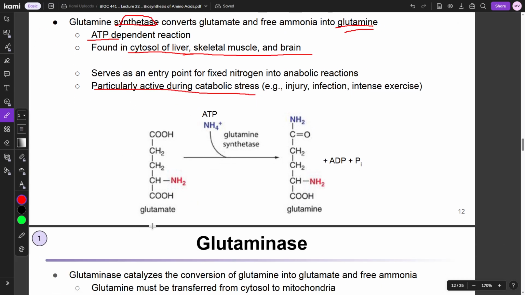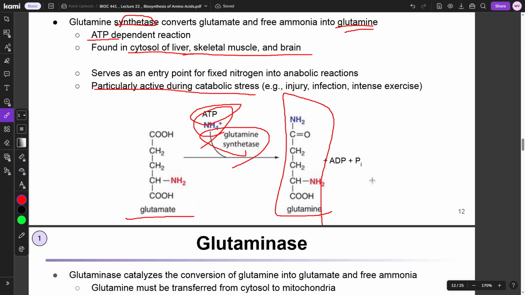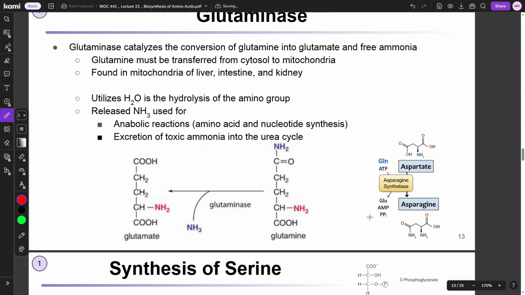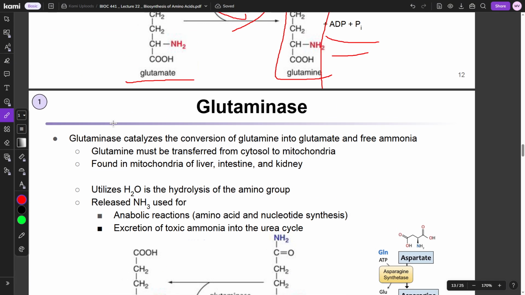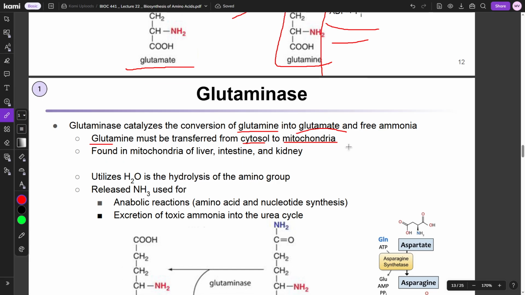So this is the reaction. You take glutamate, you use ATP, you take ammonia, you use the enzyme, and you make glutamine, and you release ADP and Pi. The reverse of this reaction is glutaminase, which turns glutamine into glutamate and free ammonia. In order for this reaction to occur, you have to transfer the glutamine from the cytosol to the mitochondria. That's important because if you just put free ammonia in your body, it causes problems. Ammonia acts as a base and deprotonates things, and it causes all sorts of acid-base chemistry to get messed up.